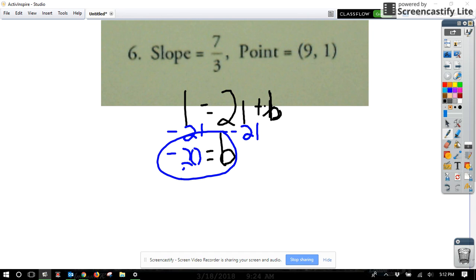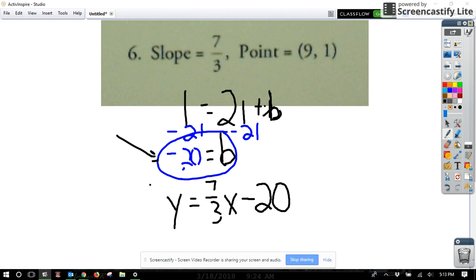Now all we have to do is write this in slope-intercept form. Y equals mx plus b. M is the slope. We're given the slope is 7 thirds. Some of you solved here, but you stopped. Don't stop, okay? The directions are to write the equation of the line in slope-intercept form, okay? Y equals mx plus b. Now that's a negative 20. So it's not just going to be plus, it's going to be minus. So keep it like that.